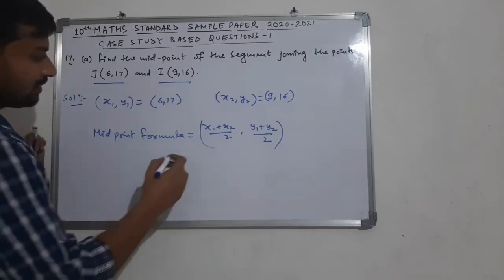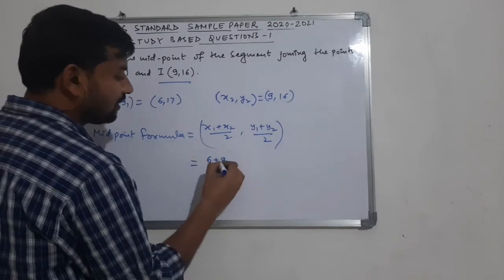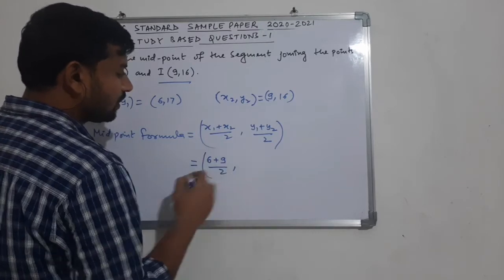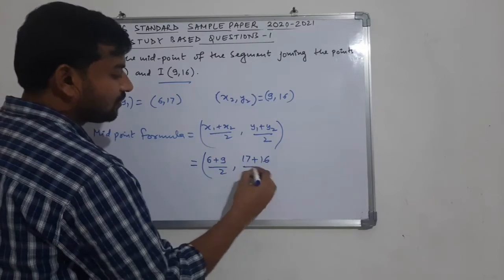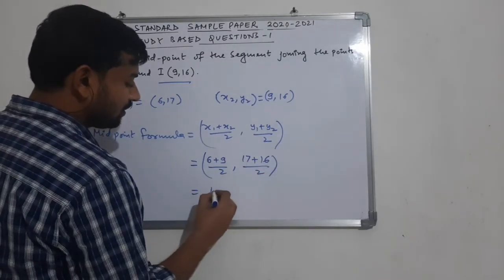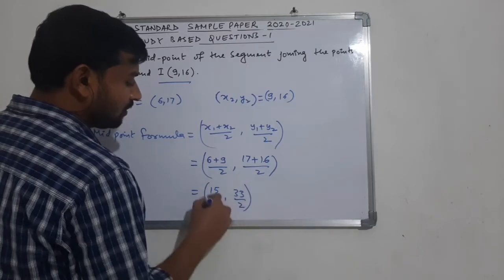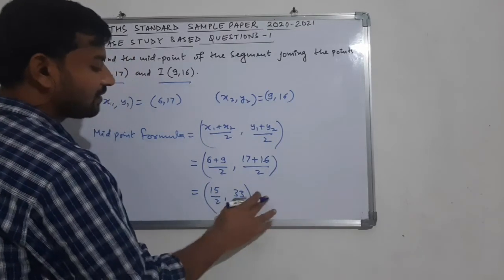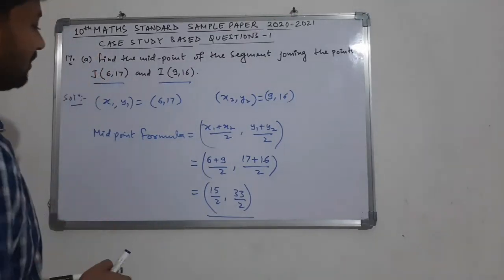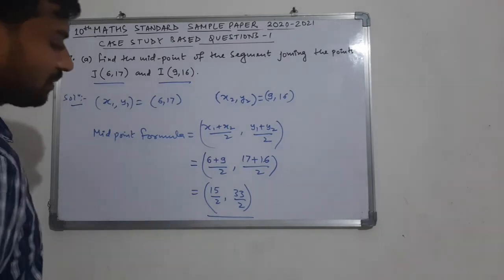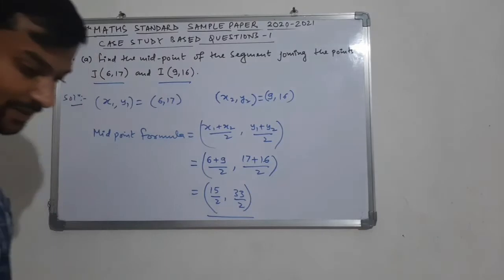So here let us substitute the values. x1 is 6, x2 is 9 upon 2, 17 plus 16, y1 plus y2 upon 2. So from here we are getting 15 by 2 and 33 by 2. So this is the correct answer. We have 4 different options here, so we can take the answer 15 by 2 and 33 by 2, which is your third option here.